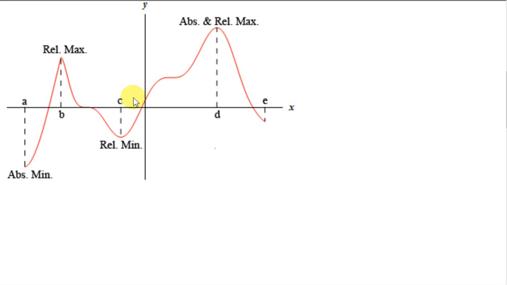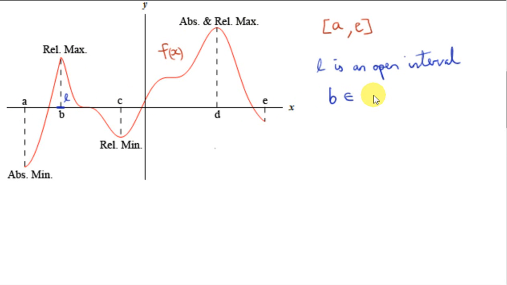Before discussing the extreme value theorem, I want to discuss relative minima, maxima and absolute minima and maxima of functions. This function, which I will call f of x, is defined on the closed interval a, e. At the point b we have what's called a relative maximum of the function. That means that b sits in some open interval. I will call the open interval L. B is an element of L.